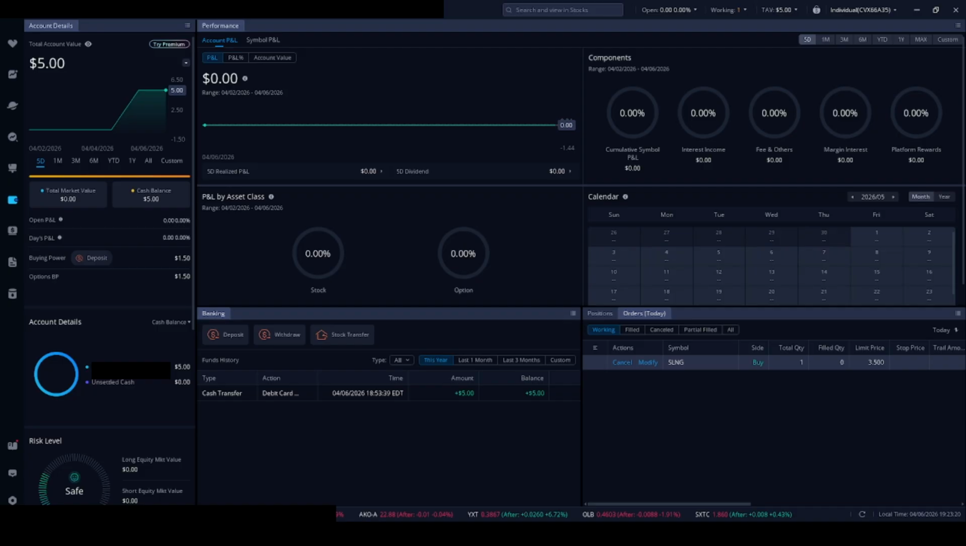Finally, to avoid future violations, consider holding on to your purchased securities for at least one full day. This practice will help ensure compliance with the rules regarding good faith violations. Always stay updated on Webull's policies, as they can provide insights on best trading practices and how to manage your account effectively.